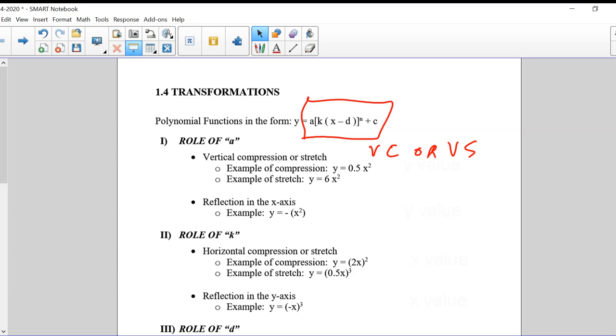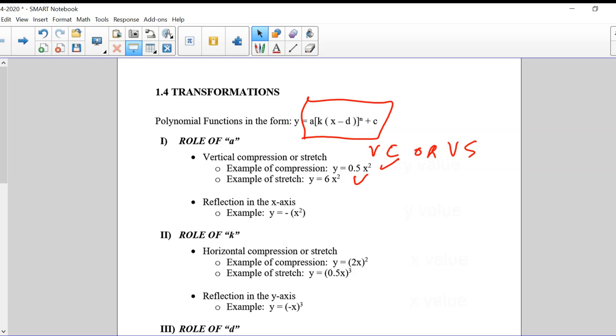If the number in the front is less than 1, such as 0.5, you get a compression. Kind of makes sense, right? If the number is less than 1, then you should be making it smaller. So that's what vertical compression does. If the number is greater than 1, that a is greater than 1, then you get a vertical stretch, such as 6x squared. So this is an example of a vertical compression. That's an example of a vertical stretch. Okay? Notice that the number is just in front of the usual x squared. So 6x squared is the function that we're dealing with.